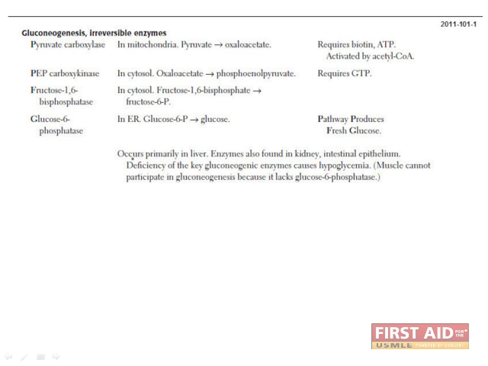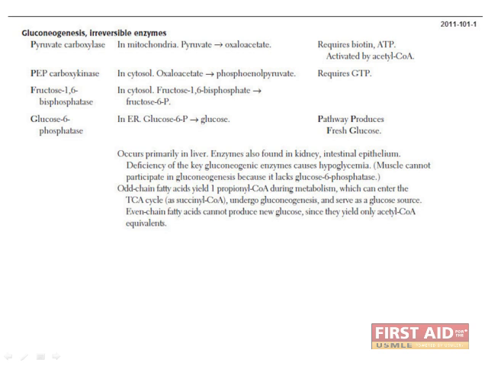Gluconeogenesis occurs primarily in the liver and creates glucose from glycolysis, fatty acid, or TCA cycle intermediates. A deficiency of gluconeogenic enzymes can cause hypoglycemia. It should come as no surprise that a deficiency of gluconeogenic enzymes can cause hypoglycemia. Odd-chain fatty acids can serve as a glucose source because they yield propionyl coenzyme A, which can enter the TCA cycle as succinyl coenzyme A. Even-chain fatty acids, however, cannot be a glucose source, since they only yield acetyl coenzyme A equivalents.